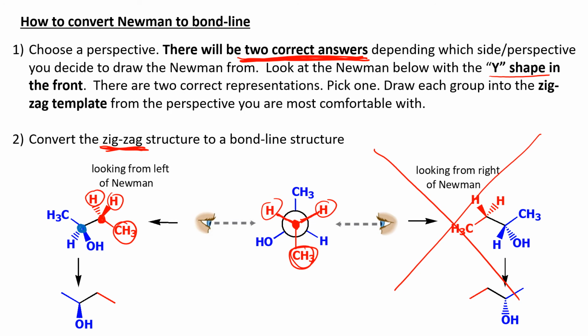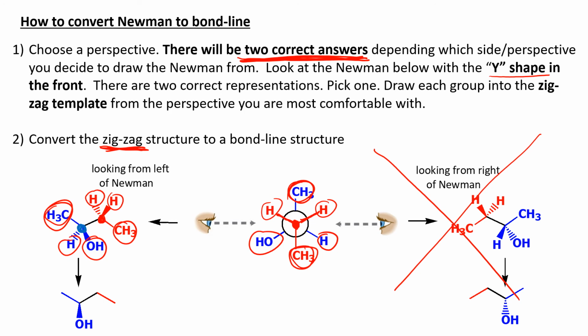Now on the left, up top, you've got your CH3. And imagine grabbing with your left hand that blue carbon, right? Well, what's right by your hand? The OH group. That's coming out. What's going back behind the plane is that hydrogen.